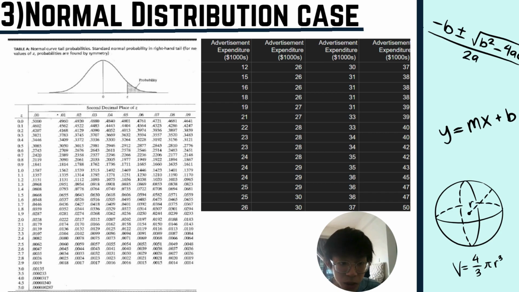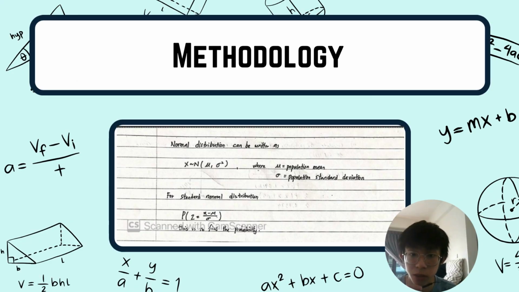And this is for a normal distribution case. On the left side is the normal distribution table, and on the right side is the expenditure for the advertisement in ascending order, reading from column and from left to the right. And here is the methodology. Normal distribution can be expressed as the following, the standard normal distribution, where you can find the z-score, which is x minus mu over standard deviation, and from the z-score you can find the probability.